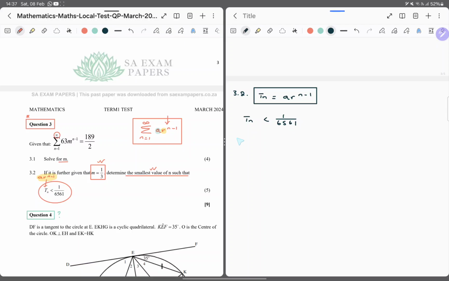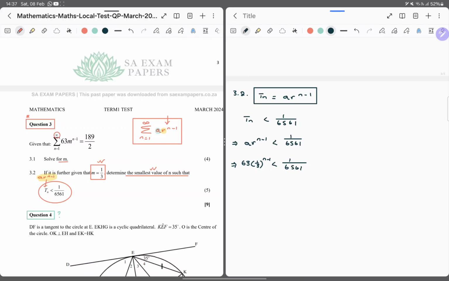6561, implies that ar to the n minus 1 must be less than this fraction. A very small fraction, by the way. Then we substitute the values that we are told. Of course, the first term is still 63. It's not going to change. But now r is a third. We found out, and somebody volunteered it to convince us that we are on the right path.